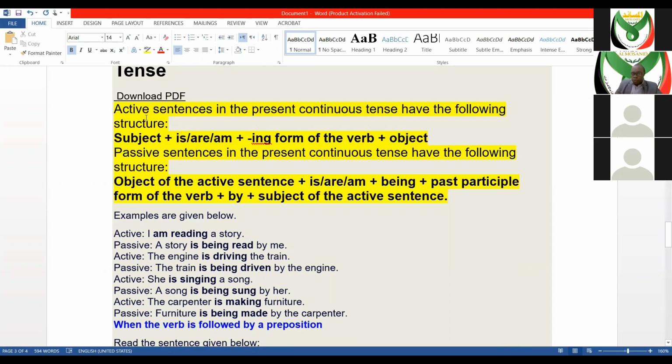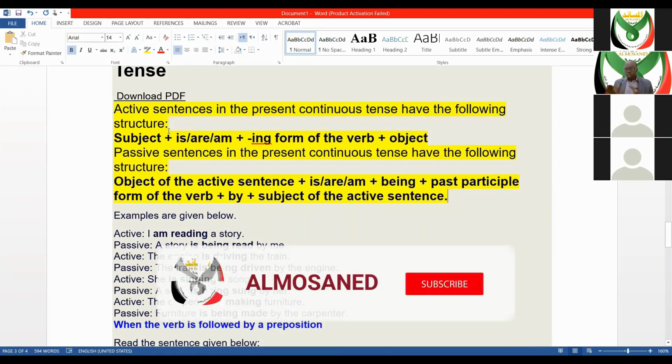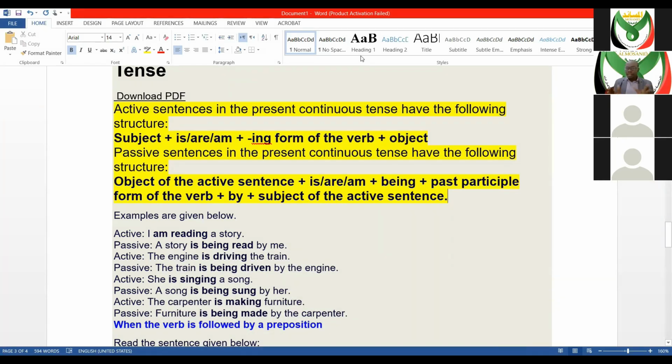Okay. Here we have active sentences in the present continuous tense, which have the following structure. Structure means the form. الهيئة structure. تركيبة. اوكي عندنا شنو التركيبه او الهيئه كيف نقدر نكون the active sentences. Active sentences يعني الجمل النشطه الجمل المعلومه يعني نعرف انه من الذي فعل هذا الفعل. That means the person or the subject that did the action, you know it very well. We call it an active sentence in the present continuous tense.